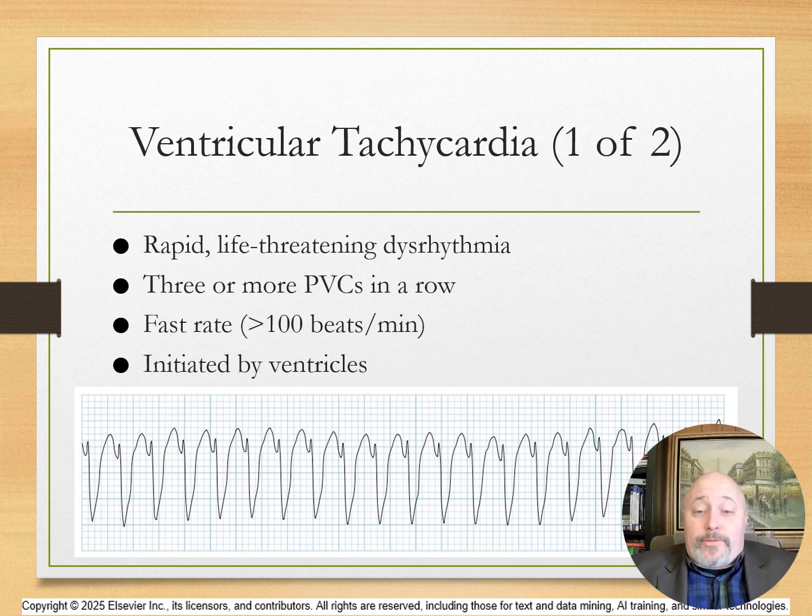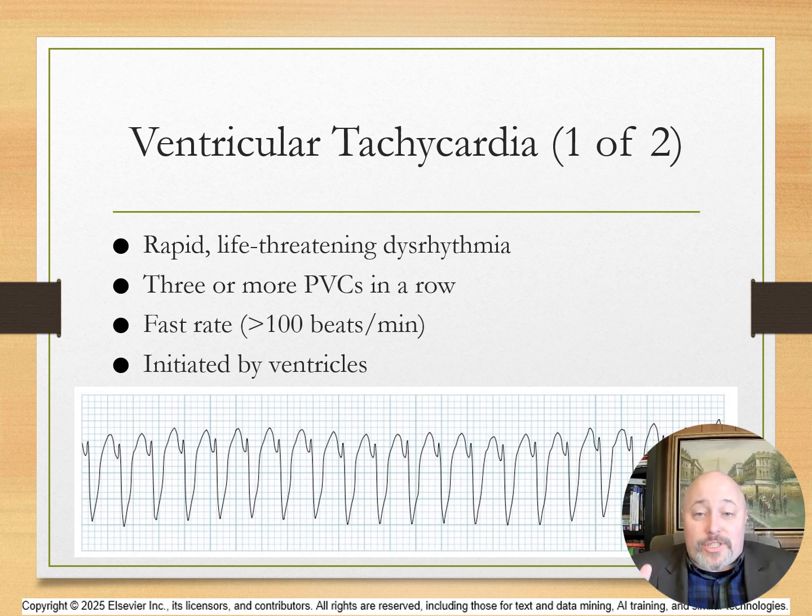Of your life threatening ventricular dysrhythmias, the first is going to be ventricular tachycardia. This is a rapid, life threatening dysrhythmia originating from a single ectopic focus in the ventricles. It's characterized by at least three PVCs in a row, known as a run. And the ventricular tachycardia occurs at a rate greater than 100 beats per minute, but the rate is usually around 150 and maybe upwards of 250 beats per minute.